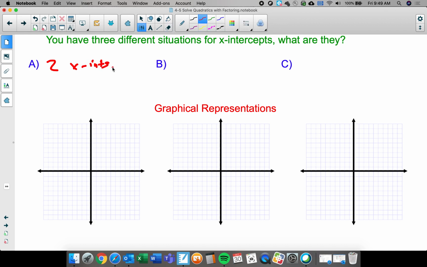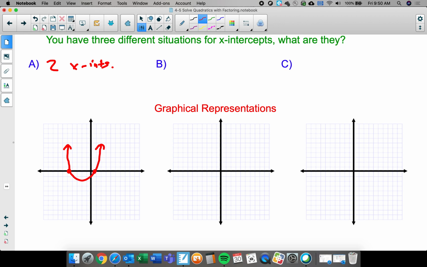It's possible to have two x-intercepts. For example, that would be a graph that kind of looks like this, or it could be opening down too. It doesn't really matter, but it crosses the x-axis in two specific spots. Okay, that's the first thing that could happen.